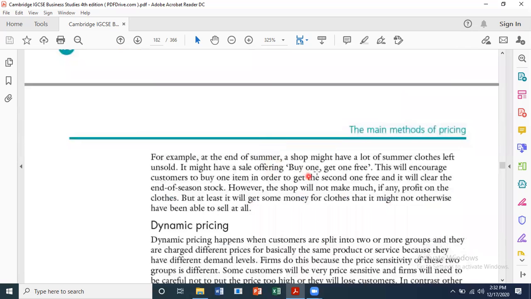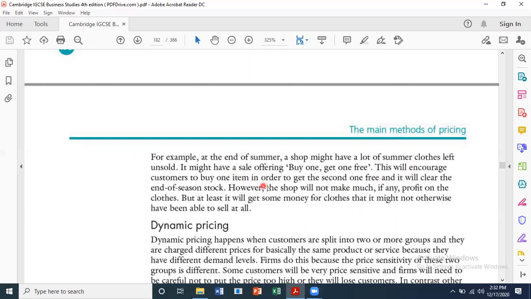For example, at the end of summer, a shop might have a lot of summer clothes left unsold, just like I told you. It might have a sales offering buy one get one free, which we call BOGOF, or up to 50% off, 70% off. I was just reading it today. I got a message from Diners that flat 20% off. So if it is flat, it is flat. You don't have any hidden deals as well.